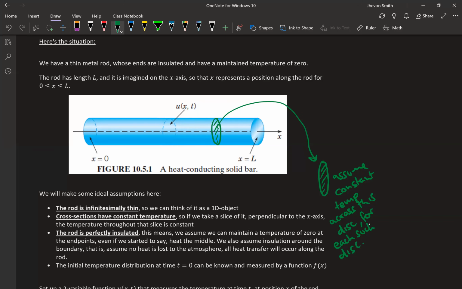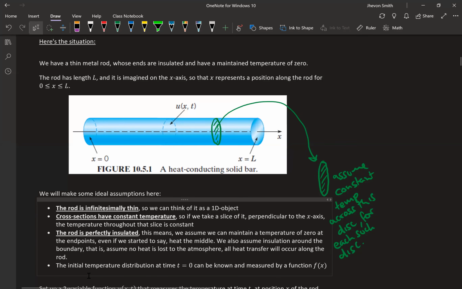Okay, we're also going to make the assumption that the rod is perfectly insulated, meaning it's not losing any heat to the environment. It's not losing any heat through the left or the right or through the skin. So once I start heating this rod, the distribution of heat will flow through the rod itself and we won't lose any to the atmosphere or whatever, right? It's just going to spread out through the metal.